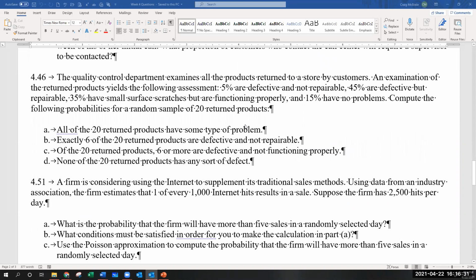So 4.46A is 0.85 to the 20th power. Correct. And then the same is true for 4.46D, only it's 15. There's two ways to interpret it. That is a valid way. I personally think there's a more accurate way to interpret it. And again, it goes back to what I've said before. The problem with probability questions is when you ask things in English, because unless you're very precise with your words, it is very easy to interpret what you're actually asking mathematically in more than one way.